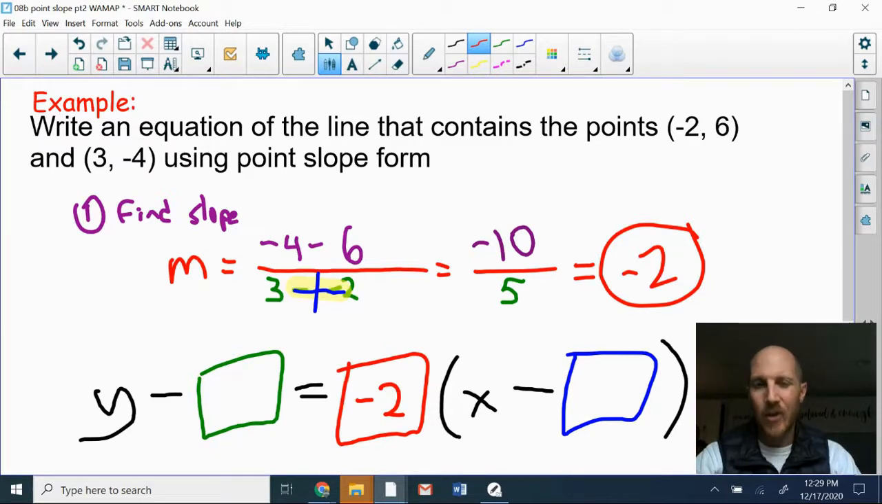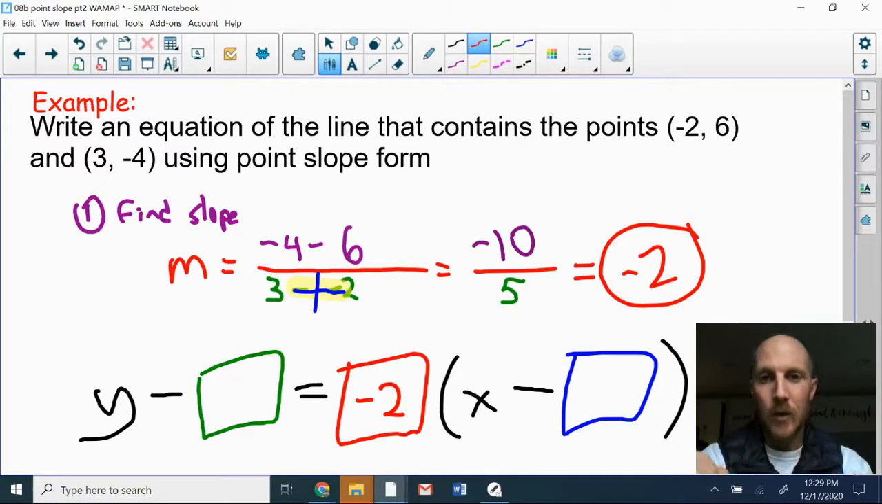The only catch is that the x and the y-coordinates we use have to come from the same point as each other. It doesn't matter what that point is. So in this case, we're given 2 different points. We could choose either one. Doesn't make any difference. But you have to use the x-coordinate and the y-coordinate that go together.